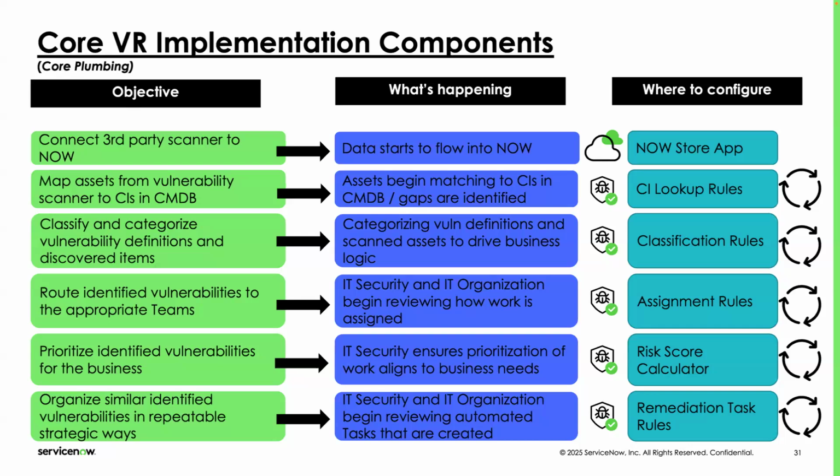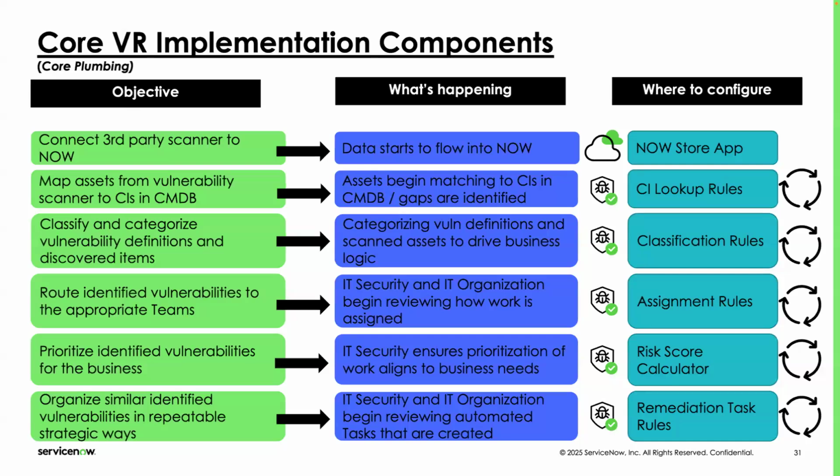So you may know where your crown jewels are. You may know which vulnerabilities you want to focus on first, and those can all be implemented as part of tailored calculators. From there, we look at packaging up what we call the units of work, the remediation tasks that ultimately get assigned to those remediation teams. This is really the start or the core plumbing.